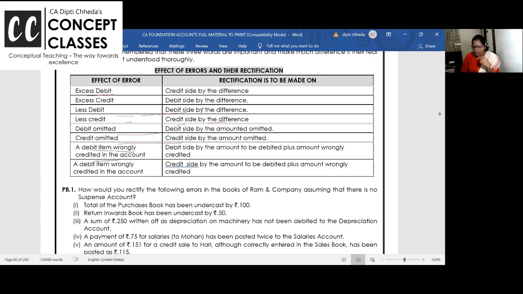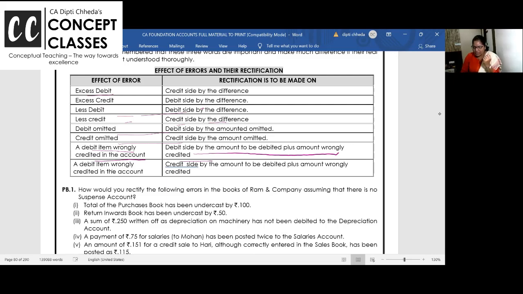Debit items wrongly credited in the account. Okay? So some debit item is wrongly credited. Now debit side by amount to be debited plus amount wrongly credited. I hope you are getting. Where you should have debited, if you have credited, now debit it twice. Once to debit, which you didn't debit, and another debit to nullify the wrong credit.